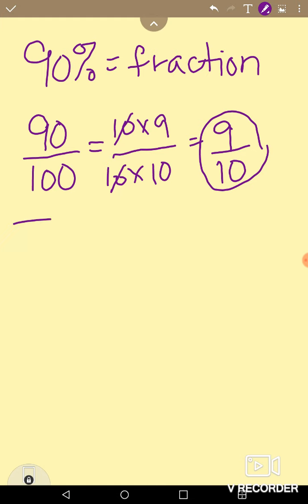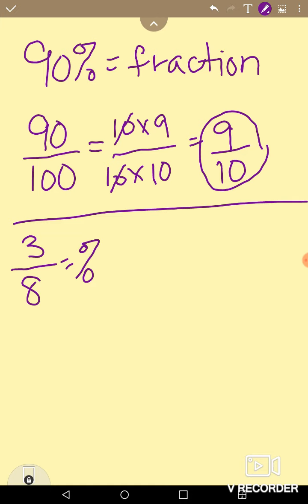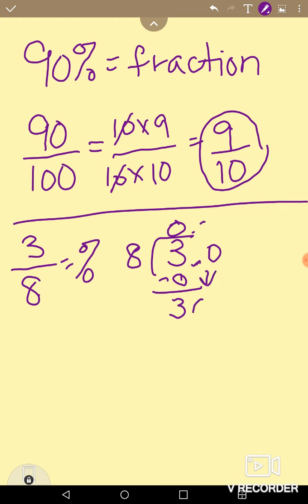And then the last one is 3/8, and it wants us to find the percent. Okay, 3/8. I can change that by writing a division problem, and the top number is always divided by the bottom number, so 3 divided by 8. 8 goes into 3 0 times. 0 times 8 is 0. 3 take away 0 is 3. Put a decimal. Placeholder. Bring it down. 8 goes into 30 3 times. 3 times 8 is 24, sorry. 30 minus 24 is 6.